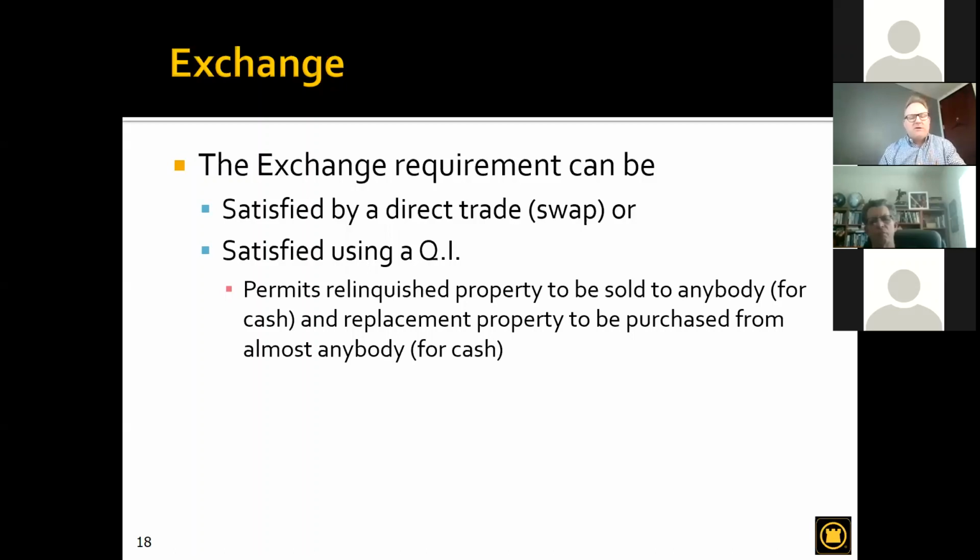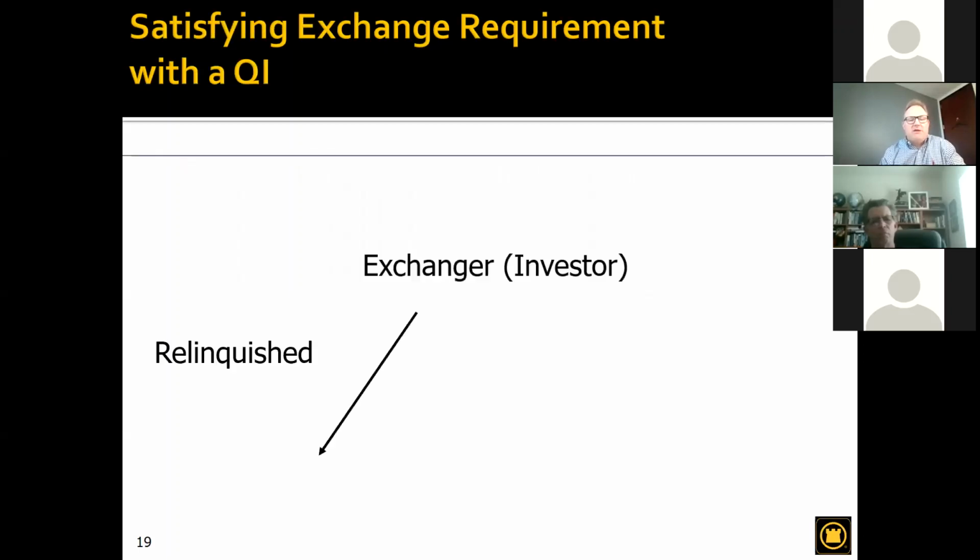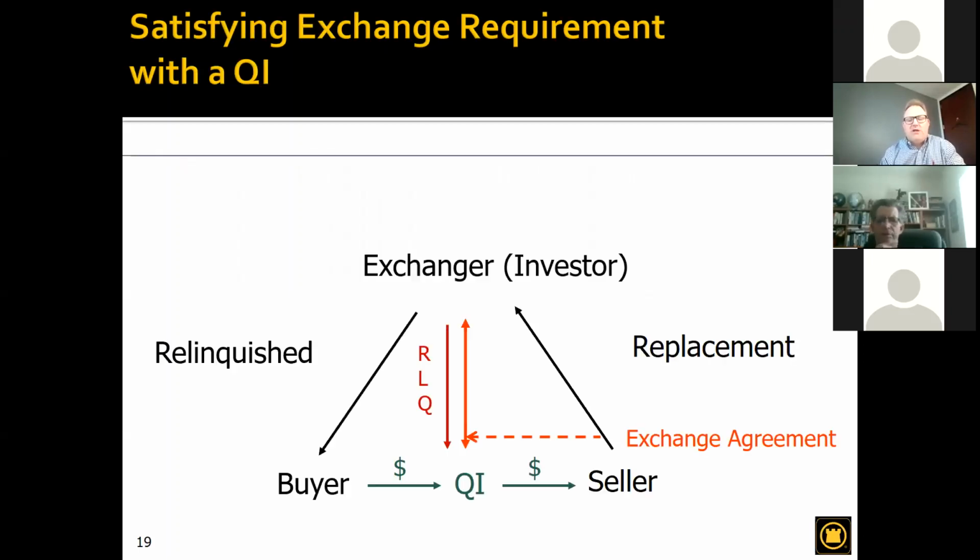They can sell to anybody, and then at close of escrow, the cash goes to the QI, so they don't touch it, so they don't have a taxable event. And now that investor can purchase from anybody. And so it really opens up the doors instead of having to be locked down with just that direct trade or swap method. Now, what makes that whole transaction work is this document known as the exchange agreement.